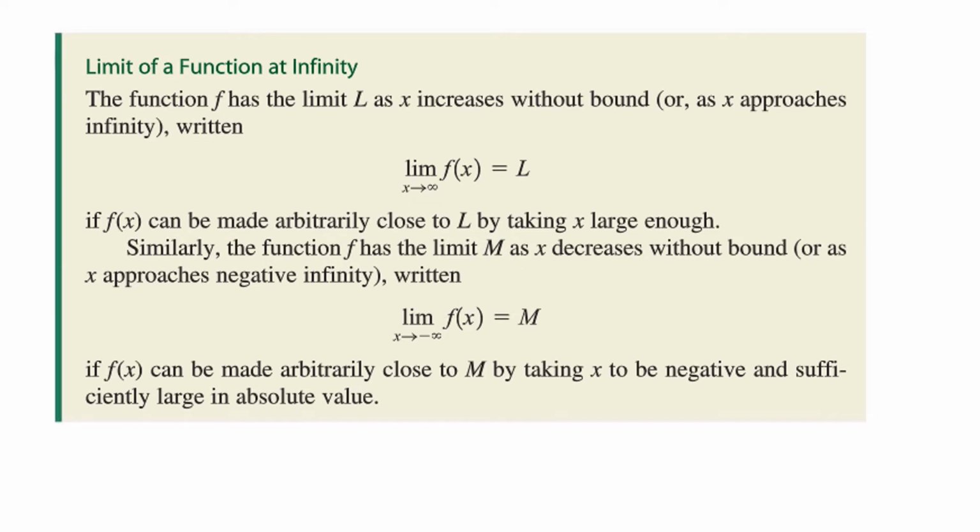With that as motivation, let's talk about the definition of a limit of a function at infinity. The function f has a limit L as x increases without bound, or as x approaches infinity, and it's written this way, if f can be made arbitrarily close to L by taking x large enough. Similarly, the function f of x has a limit m as x decreases without bound. That means it approaches minus infinity. It's written this way, if f of x can be made arbitrarily close to m by taking x to be negative and sufficiently large in absolute value.